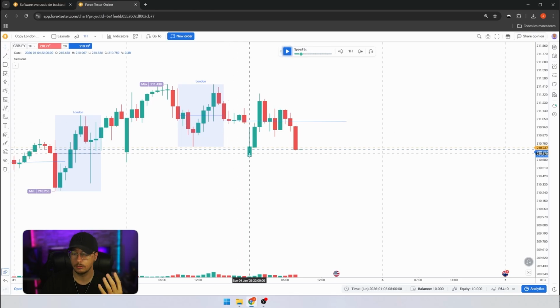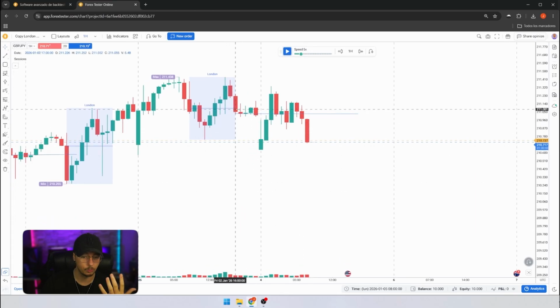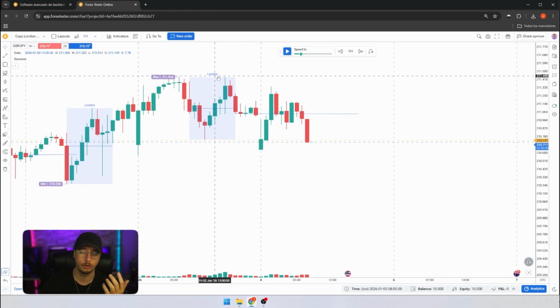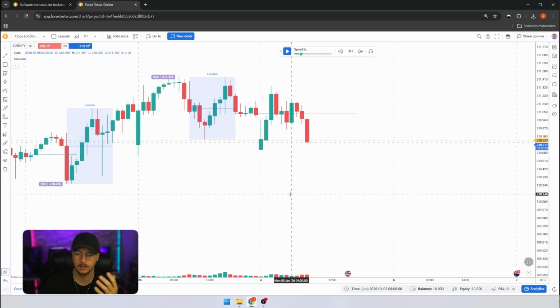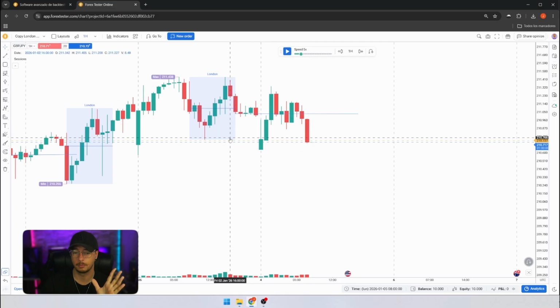As well, what we can do if the price is really far away, instead of aiming for the actual London close, we could aim for basically the bottom or the top, depending if it's above or below, of the London session. Because sometimes if it's really far away, the chances that it can push all the way back up are limited. So basically this is the best option if it's quite far away.